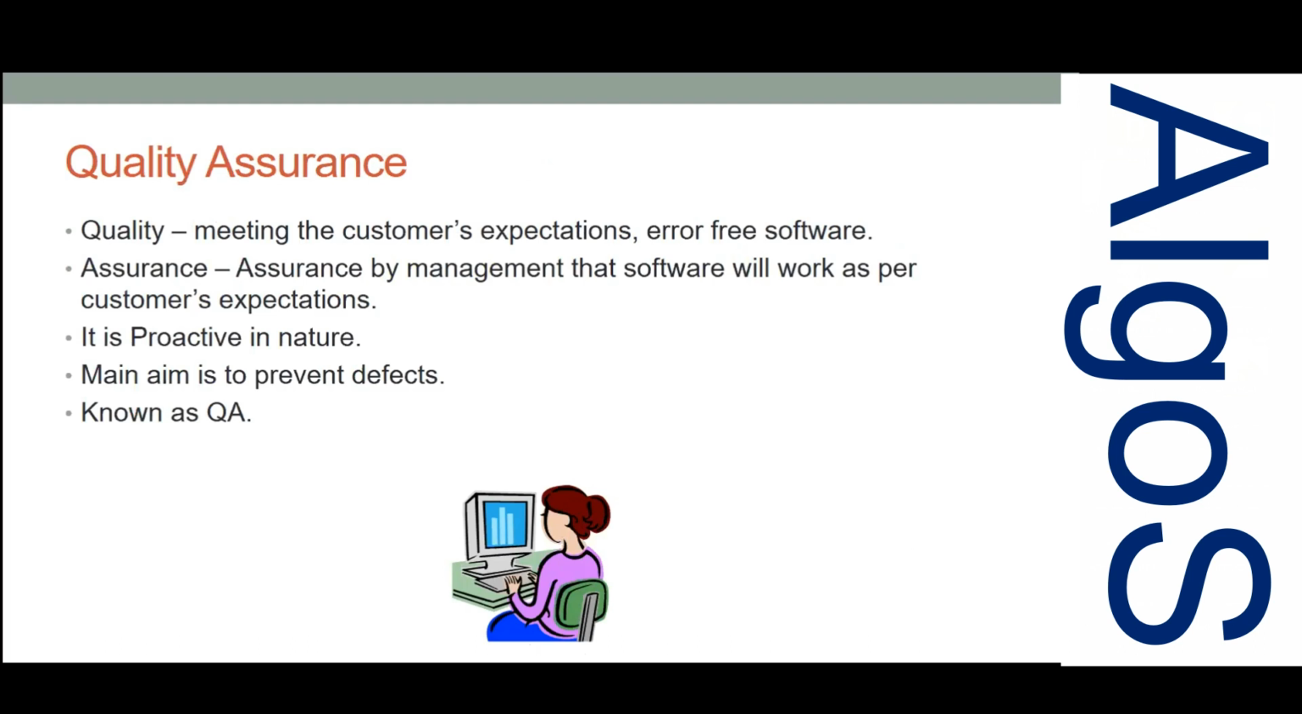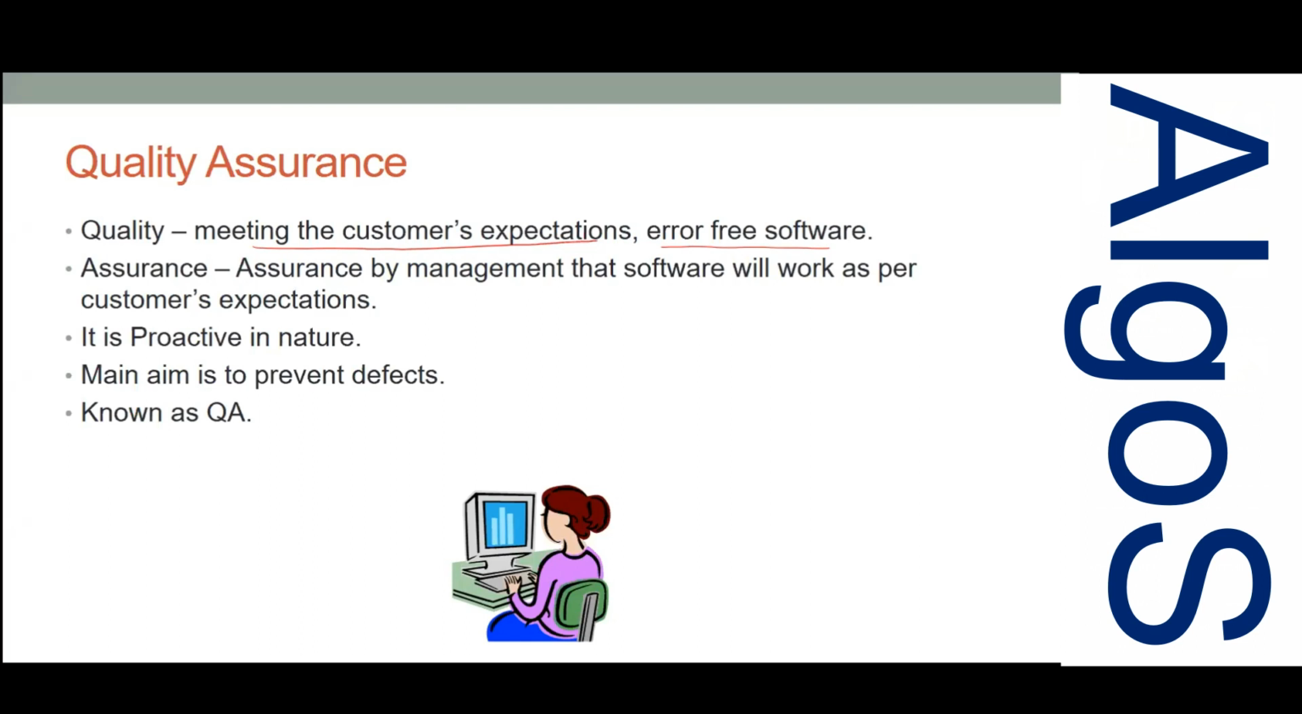The first term we're going to talk about is quality assurance. So what is quality and what is assurance? Let us understand these terms one by one. Quality means meeting the customer's expectations. That means error-free software. Giving a good quality product to the client means giving the product as expected by the client.